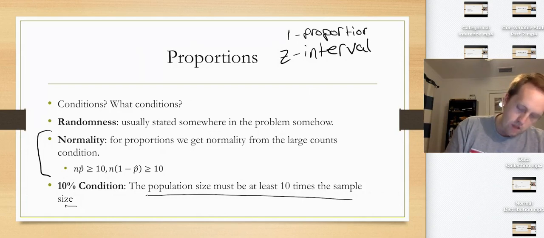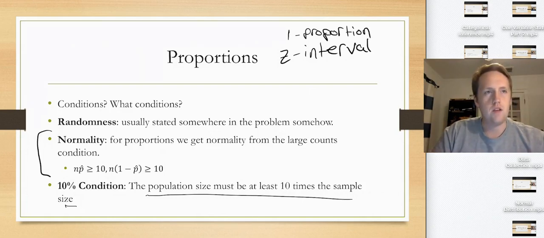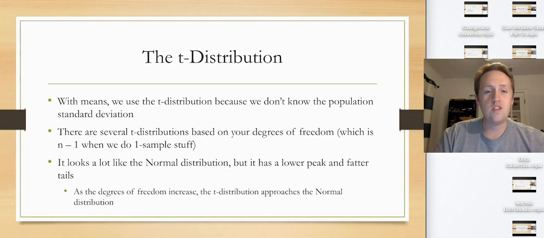With the means, however, there's a lot of information missing, right? Like we don't know the population standard deviation. So there's no way that we should really be using a normal distribution. So we don't. We use the t-distribution. With means, we use the t-distribution because we don't know the population standard deviation. The t-distribution varies depending on how many degrees of freedom you have. So there's like a bunch of different types of t-distributions, but the way we get the one that we're going to use is with the degrees of freedom n minus 1.